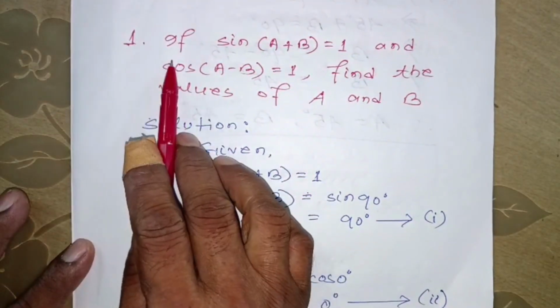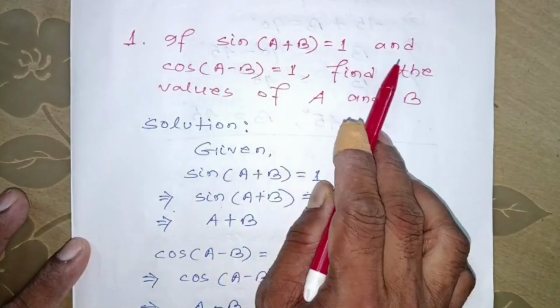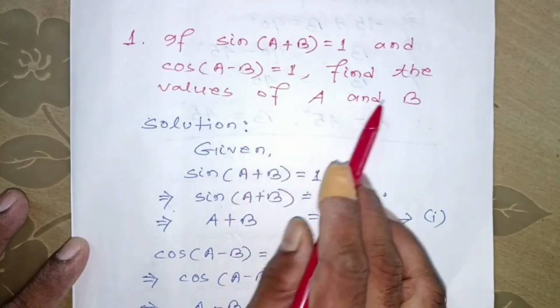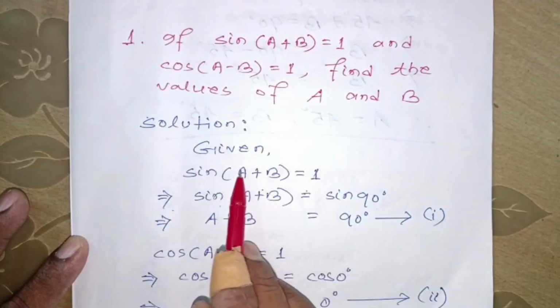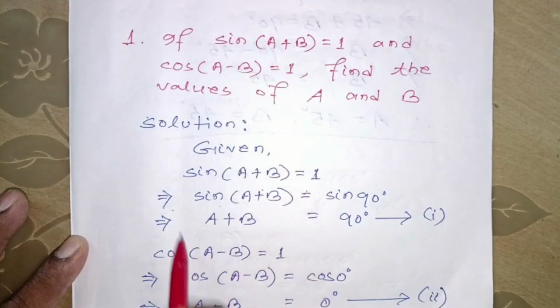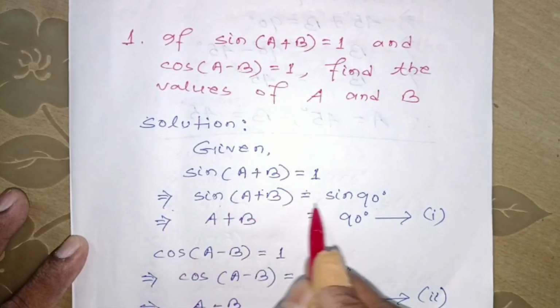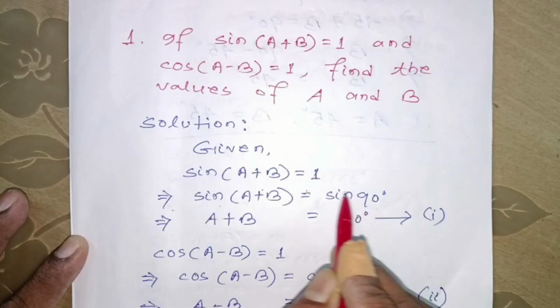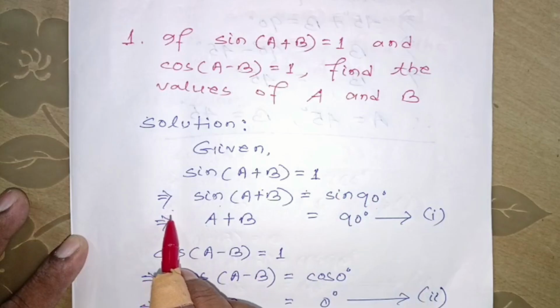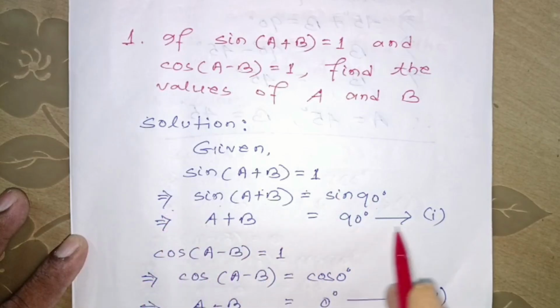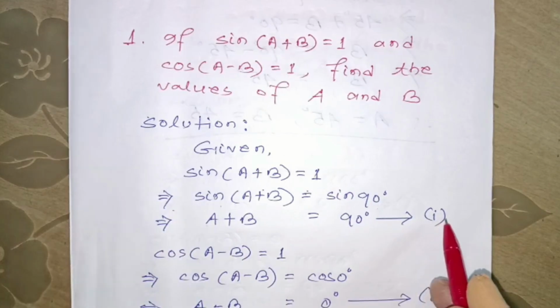Question number 1 is given: if sin(a + b) = 1 and cos(a - b) = 1, find the values of a and b. So the solution is: given sin(a + b) = 1, it implies sin(a + b) = sin 90 degree. Since the value of sin 90 degree equals 1, it implies a + b = 90 degree. This is equation number 1.